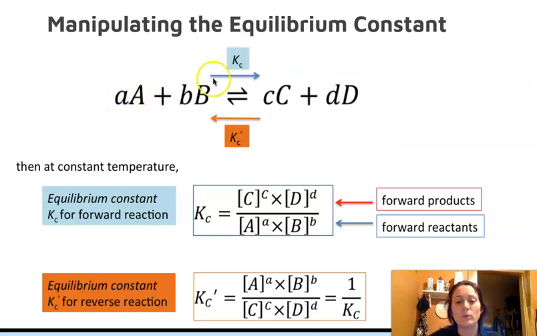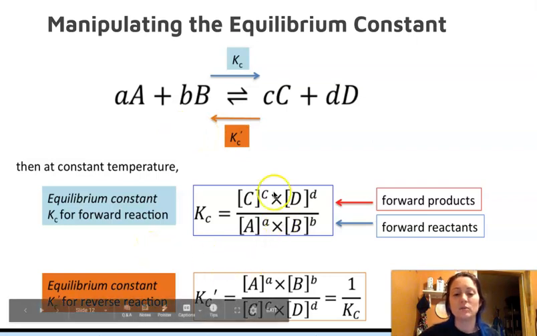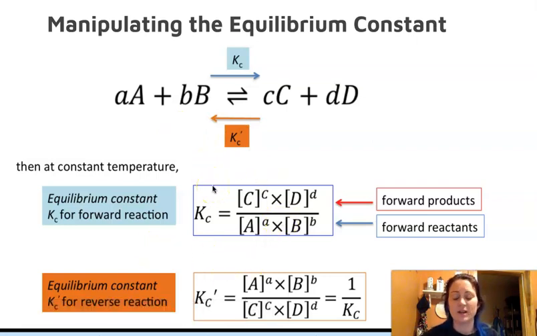So what they're labeling is Kc for the forward reaction, and Kc prime, with this little apostrophe, that's a prime in science, for the reverse. And what we've done here is write the equilibrium expression. We have products over reactants raised to their molar coefficients, right?